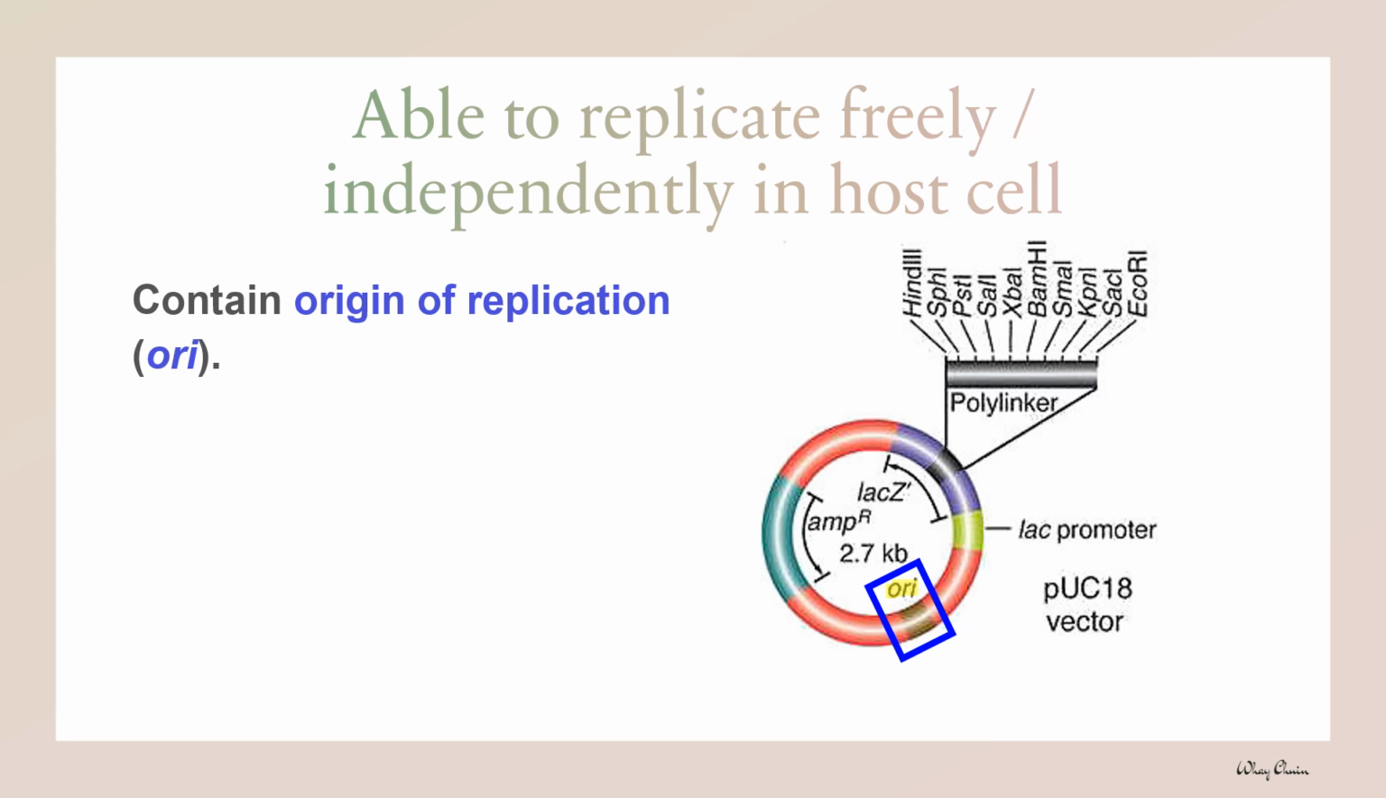So for bacterial cells, they have the plasmid, and the plasmid has the ORI, which is very important to give instruction for the plasmid to start the DNA replication independently in the host cell.